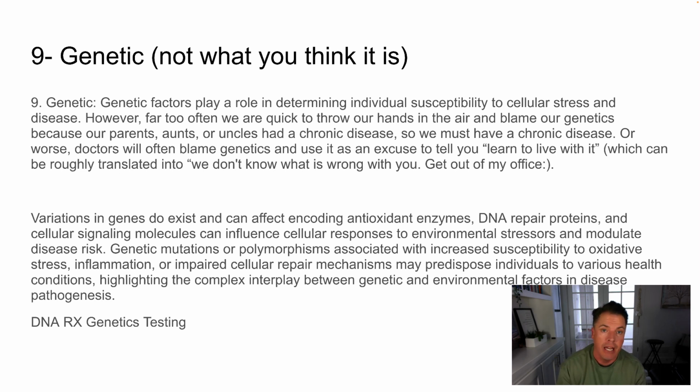So when I'm talking about genetics, what I'm talking about are the factors that play roles in determining susceptibility to cellular stress. There are variations in genes that affect the encoding of antioxidants, enzymes, DNA repair, cellular signaling molecules, all these things that we can look at. If I put this in the simplest terms possible, you may have a genetic variant that makes it so you can't absorb certain forms of vitamin B. So it doesn't matter how much vitamin B you take, if you're not absorbing it because your genetics are off, you're wasting your time, you're wasting your money, you're wasting your metabolic health.